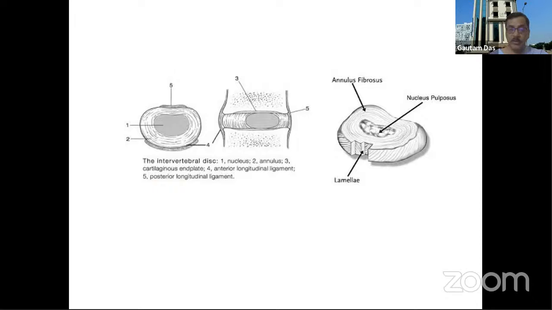And you might know that our height has a diurnal variation. That means our height is not the same early in the morning and at the end of the day. We are a few millimeters, not centimeters or inches, taller in the early morning. Why? Just now I told you that the nucleus pulposus contributes to the disc height very minimally, not much.